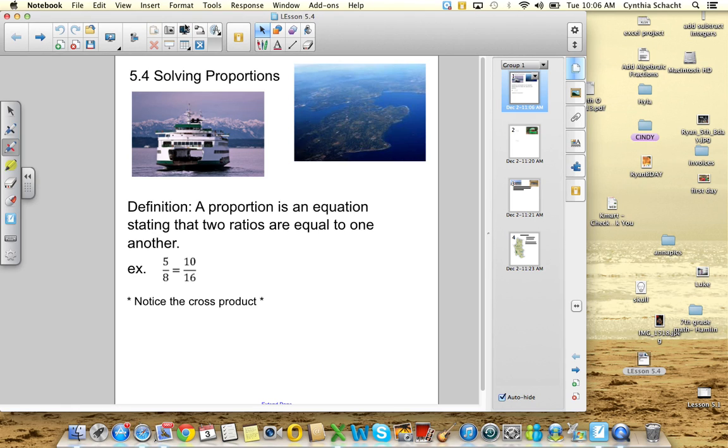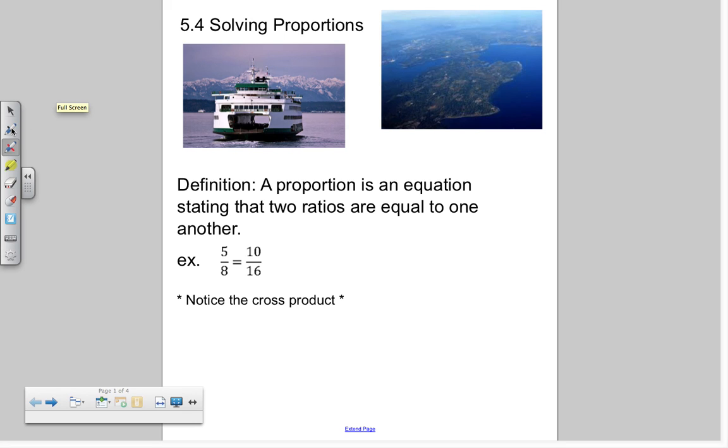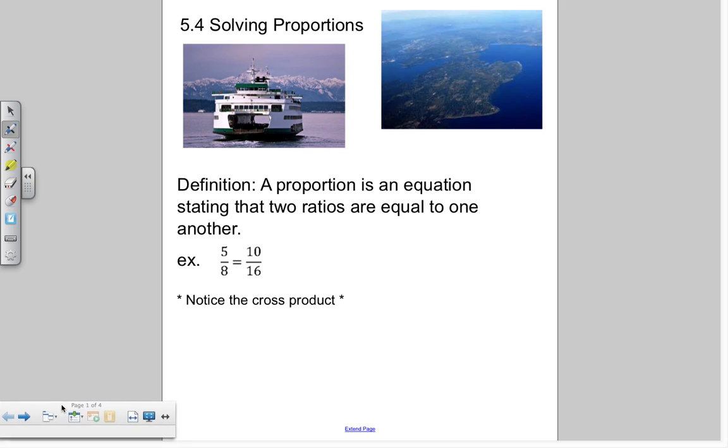Lesson 5.4, Solving Proportions. We're going to have a theme of Bainbridge Island on this one, and you'll see why at the end. So you'll see the picture of the ferry in Bainbridge Island, but hopefully that just warms your heart just a little bit.